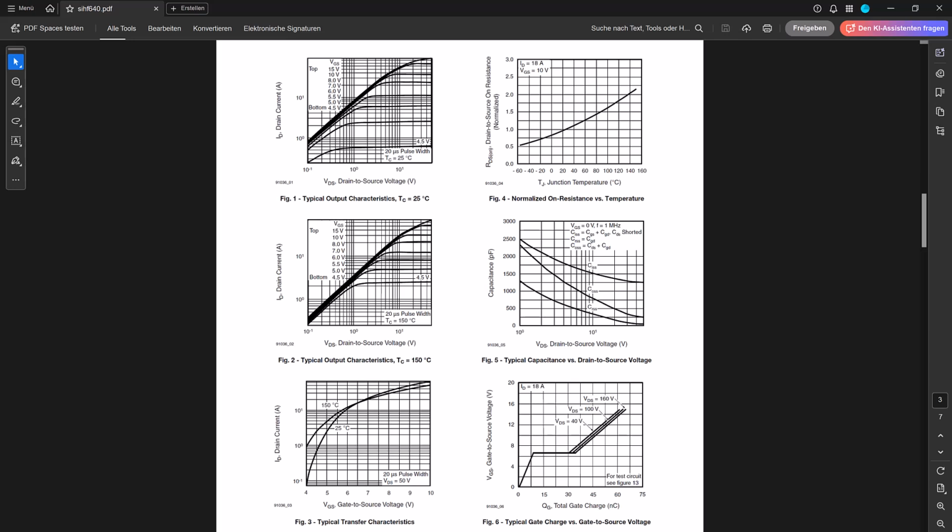3 curves for 3 VDS values, 40, 100, and 160 volts. Notice how the plateau is longer when VDS is larger.